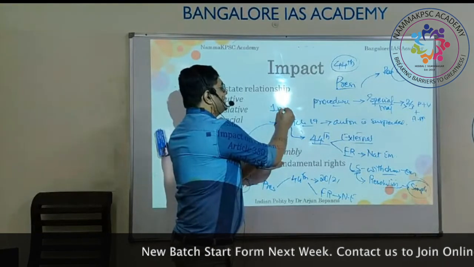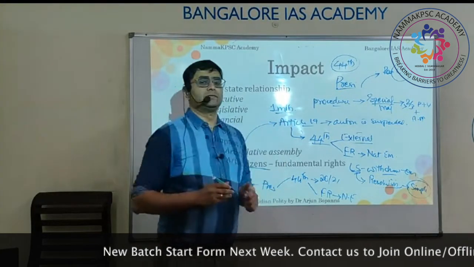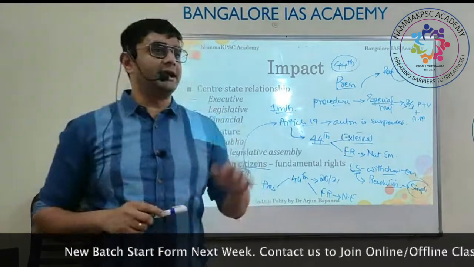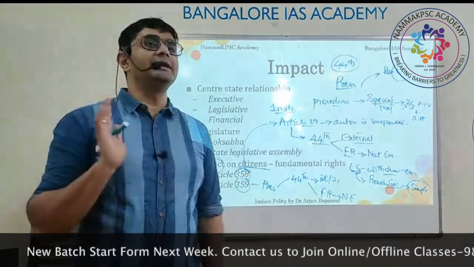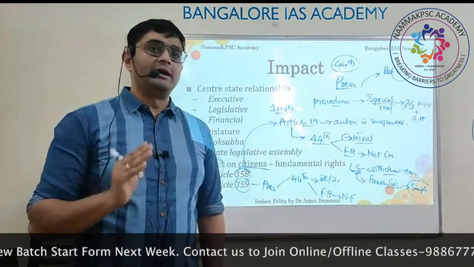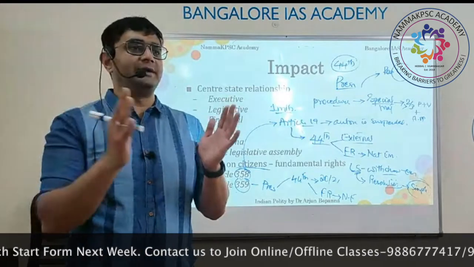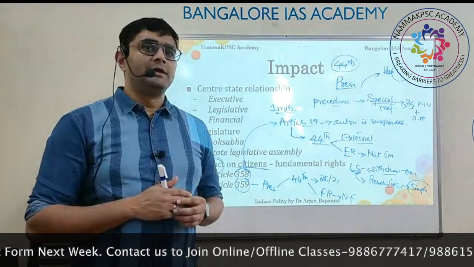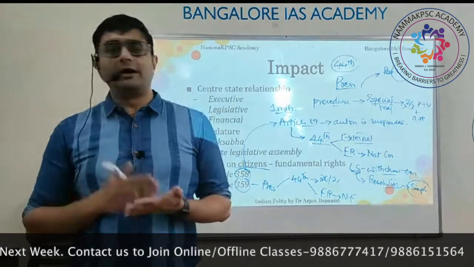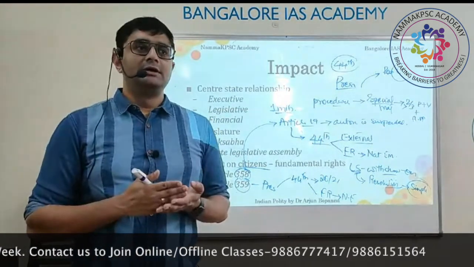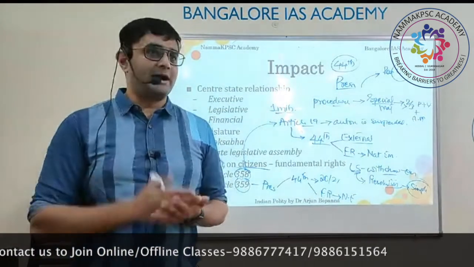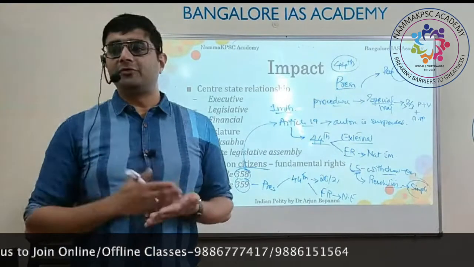So one more point you should add, I again forgot. It has to be approved within 1 month. Once the national emergency is declared, it has to be approved within 1 month. Earlier it was 2 months. Now it has been reduced to 1 month. So national emergency has to be approved within 1 month by special majority in the Parliament. Then it will remain in force for 6 months.